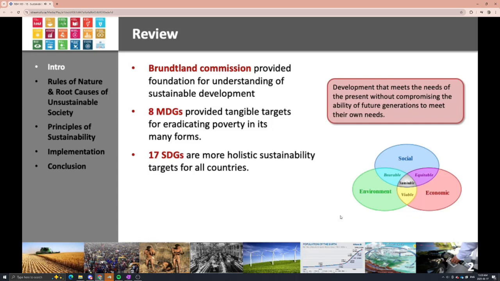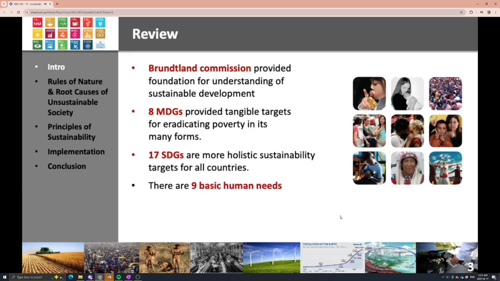One of the reasons why the MDGs and the SDGs have been successful is that these Millennium Development Goals and Sustainable Development Goals have well-defined objectives with measurable indicators. While the MDGs targeted poverty in developing countries, the SDGs are more comprehensive and apply to all countries.